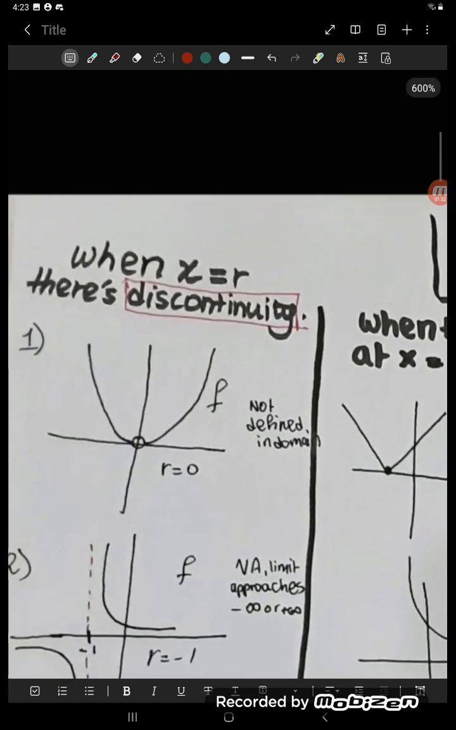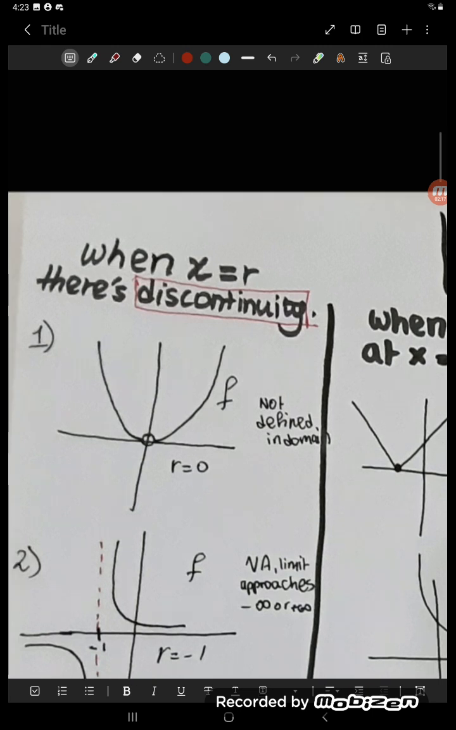Look, at r equals 0, it's not defined in the domain. The limit does exist. The left and right limits approach the same value. So we don't have a problem with the limit, but we do have a problem with f of r not being in the domain, which is f of 0 not being in the domain. As you can see, there's a hole, so it's not defined.